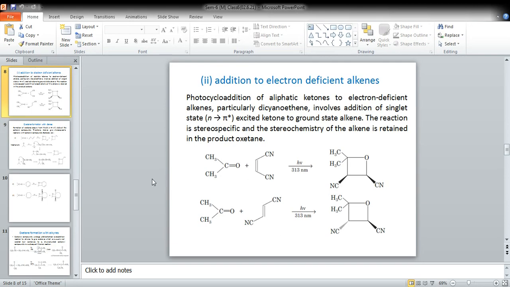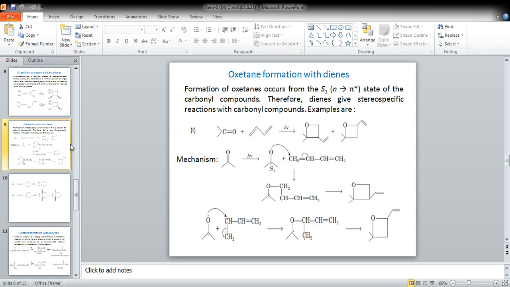Now let us consider the Paterno-Buchi reaction in a different case. Different case in the sense that oxetane formation with dienes. If we take dienes, what type of products can be obtained? Here, formation of oxetane occurs from the S1 state of the carbonyl compound. Therefore, dienes give a stereospecific reaction with carbonyl compounds. So dienes always give stereospecific reaction.